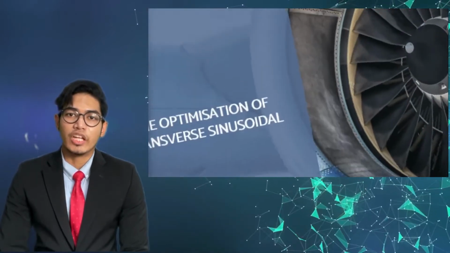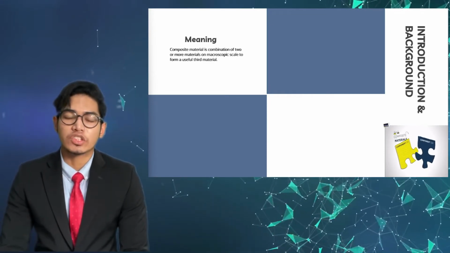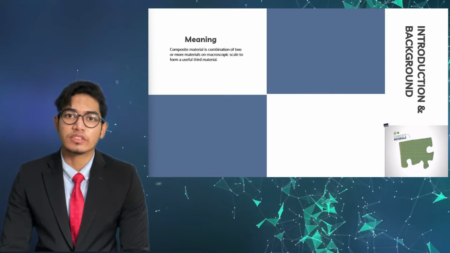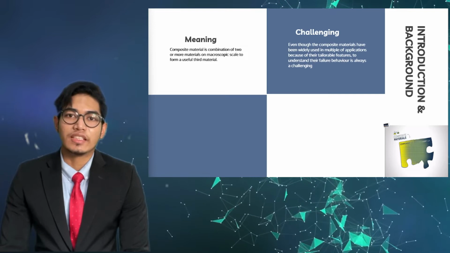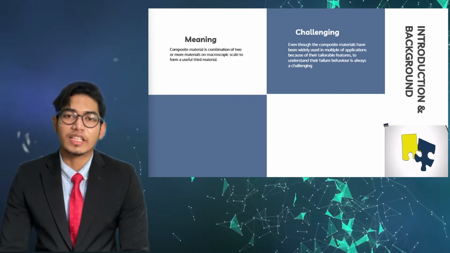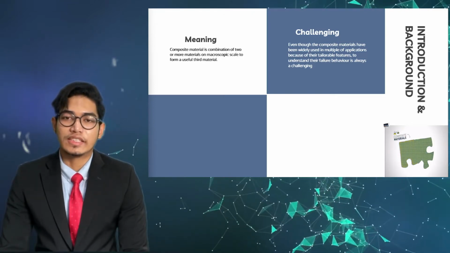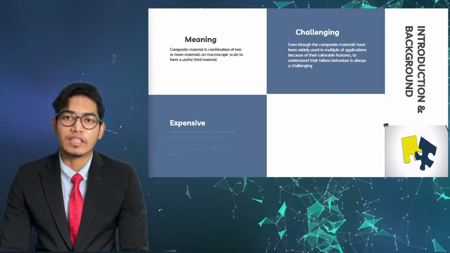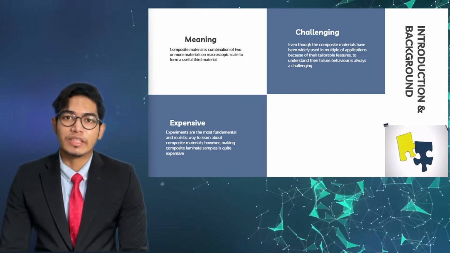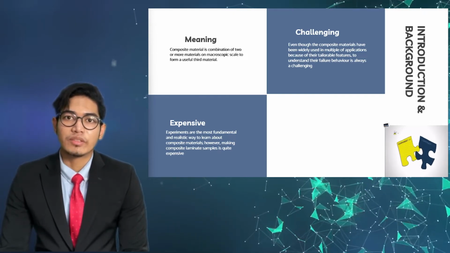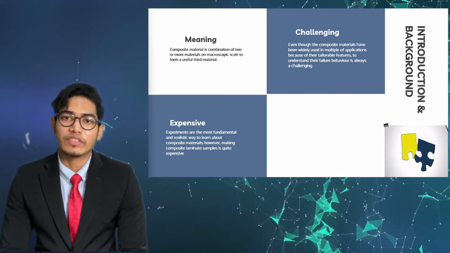As an introduction to my FYP, composite material is a combination of two or more materials on a macroscopic scale to form a useful third material, as shown in the video below. Even though composite materials have been widely used in multiple applications because of their tolerable features, understanding their failure behavior is always challenging. To study their behavior, experiments are the most effective and realistic way to learn. But making composite laminates is a bit costly. Hybrid composite laminates are even more costly to make than regular composite laminates since sample preparation is more difficult.